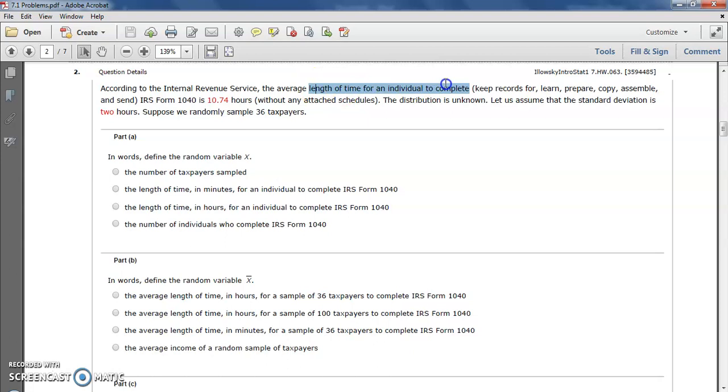The length of time, and it's in hours. Length of time in hours for an individual to complete. And so X bar is the average length of time in hours for the 36 taxpayers to complete the IRS form.